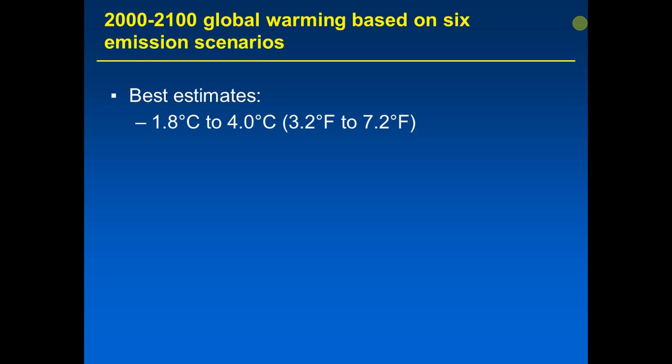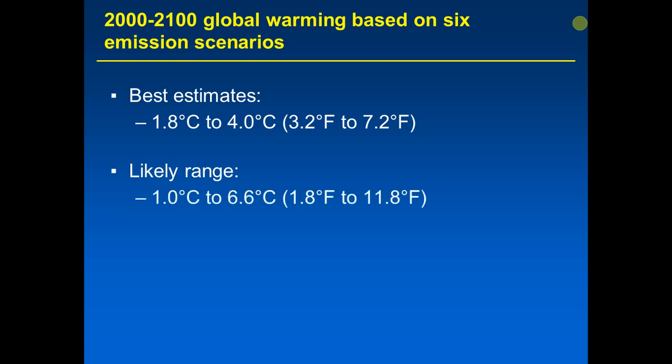Okay. The likely range, though, the total range, it's very likely that the actual range will be somewhere in here, anywhere between 1.0 and 6.6 Celsius, or 1.8 and 11.8 Fahrenheit. Okay. So the best estimates are 3.2 to 7.2 Fahrenheit, but it could be anywhere from 1.8 to 11.8 Fahrenheit. It's very, very unlikely that temperature would go up less than 1.8 Fahrenheit or more than 11.8 Fahrenheit during the 21st century.